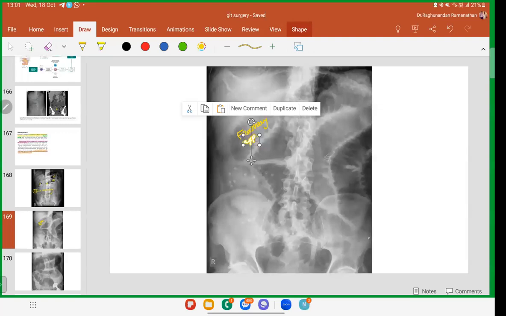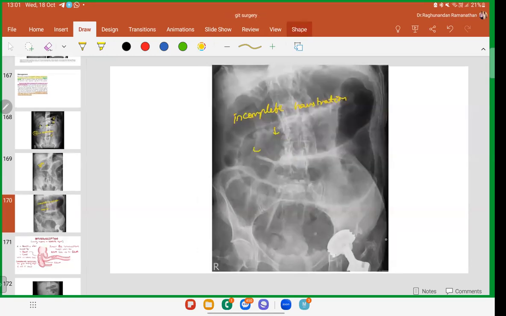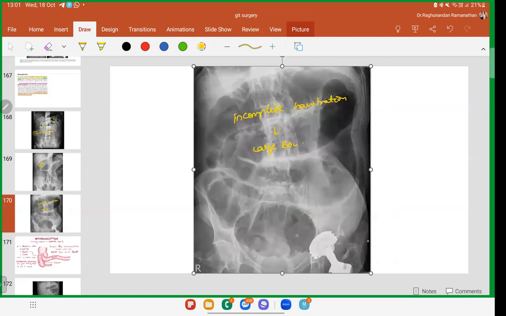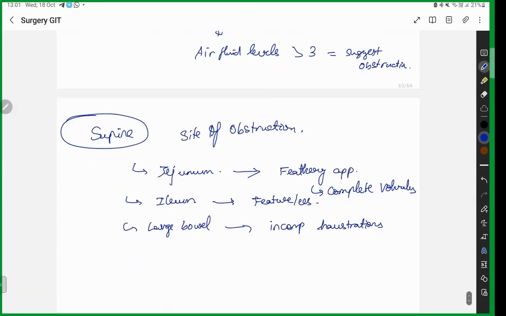Ileal loops are featureless. What is this? Can you see here? This is going to be an incomplete obstruction, and this is going to suggest large bowel obstruction. Is it clear? So now we have discussed the site of obstruction.